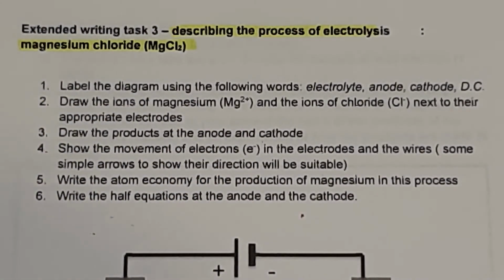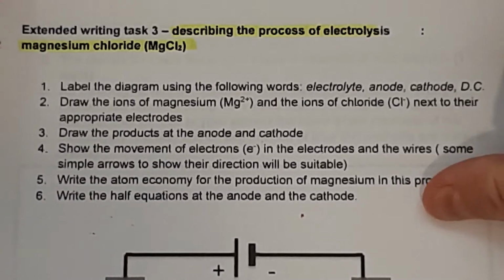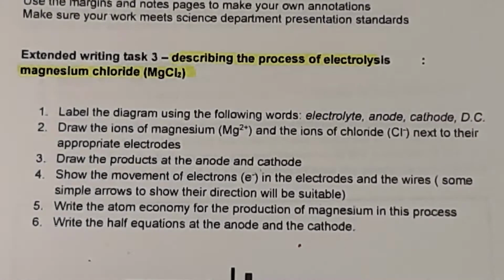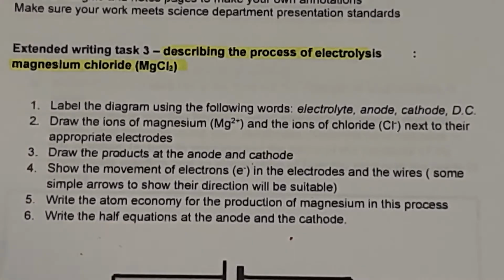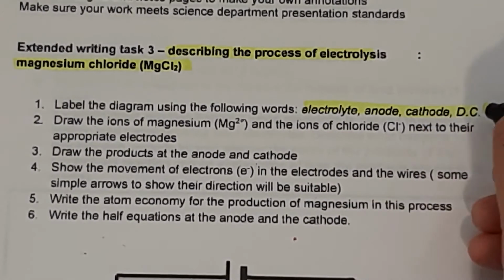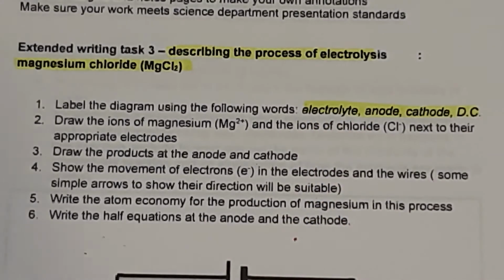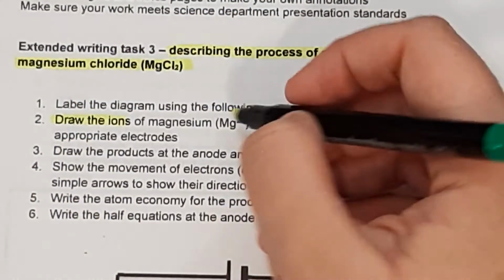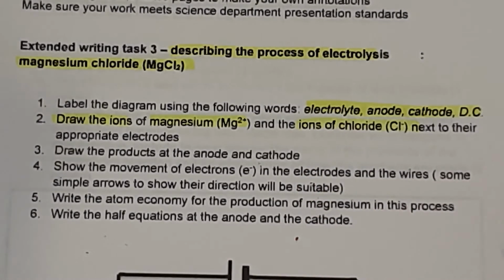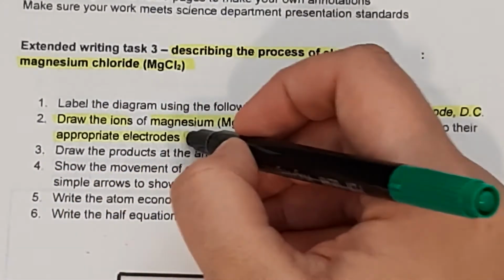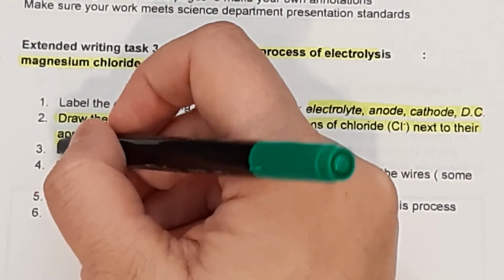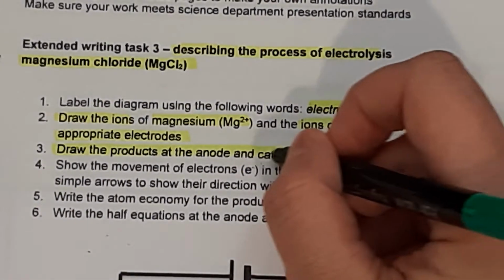So it asks you to do, first of all, there's a diagram below, which I will just show you. Here we go, there's our diagram. So it wants you to label the diagram using the following words: electrolyte, anode, cathode, DC. So you should be able to do that quite easily. We've done that before. Then it wants you to draw the ions of magnesium, that's Mg2+, and the ions of chloride, which is Cl-, next to their appropriate electrodes. That's important. Then it wants you to draw products that are produced at the cathode and the anode. You need to know which one's which.